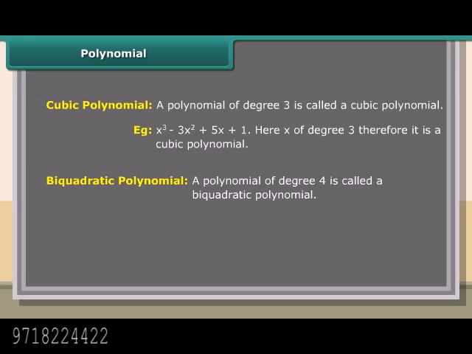Biquadratic polynomial. A polynomial of degree 4 is called a biquadratic polynomial. Example, 2 minus 5x plus x square minus 8x raised to the power 4. Here x is of degree 4, therefore it is a biquadratic polynomial.